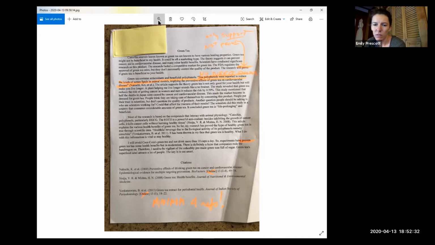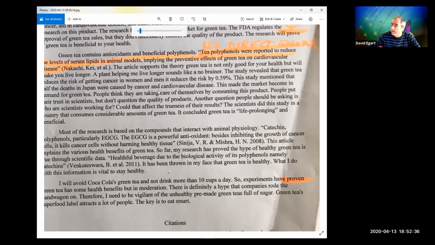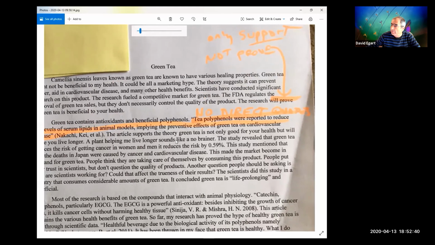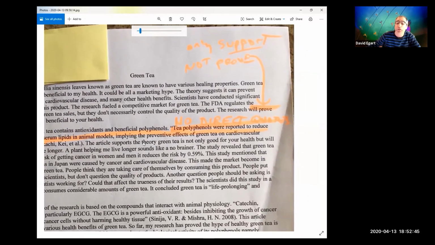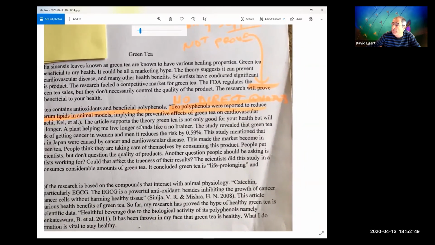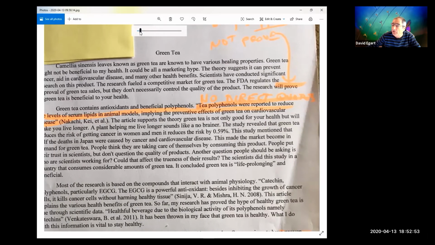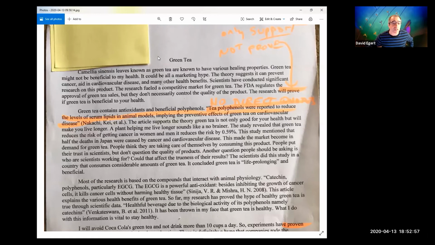So here, this idea, research will prove, no, prove, don't use prove. Also, this is using direct quotes. And again, in other kinds of research, people use direct quotes a lot. In this kind of research, it's a style thing, but it's just not how people do it.